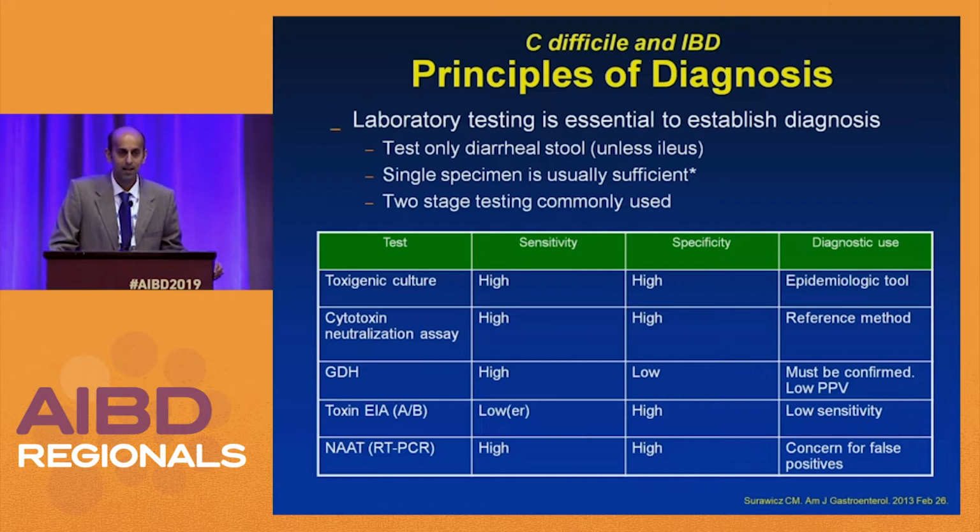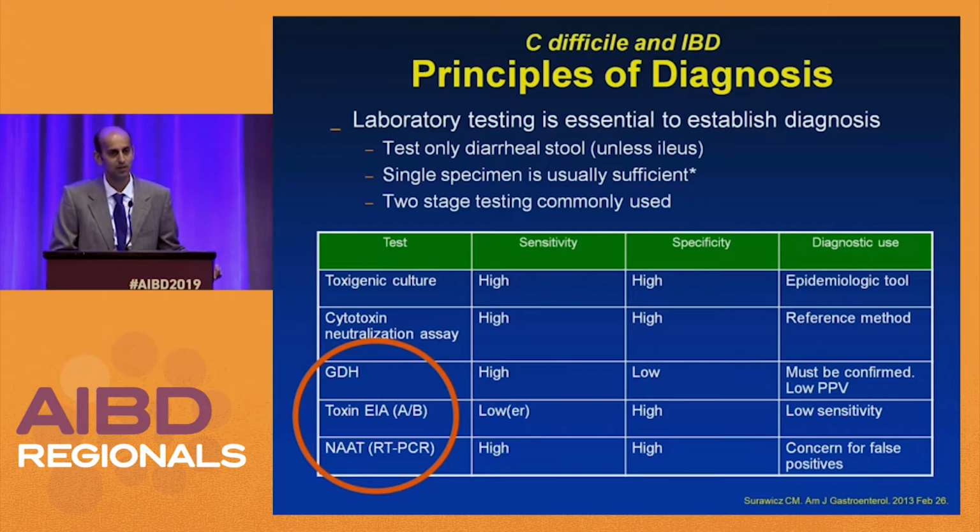Really, the only way to reliably make a C. diff diagnosis is by lab testing. It's important to test primarily diarrheal stool. Don't test formed stools. If they have formed stools and you find C. diff, it's more likely that they're carriers than it's actual infection. Usually a single specimen is sufficient, though some studies have suggested, at least with the older test, that you may need more than one. Most hospitals now use two-stage testing, where they use an initial screening test, which is typically the GDH test here, which has high sensitivity, but it's not specific for C. diff. So having it positive does not make it that this person has an infection.